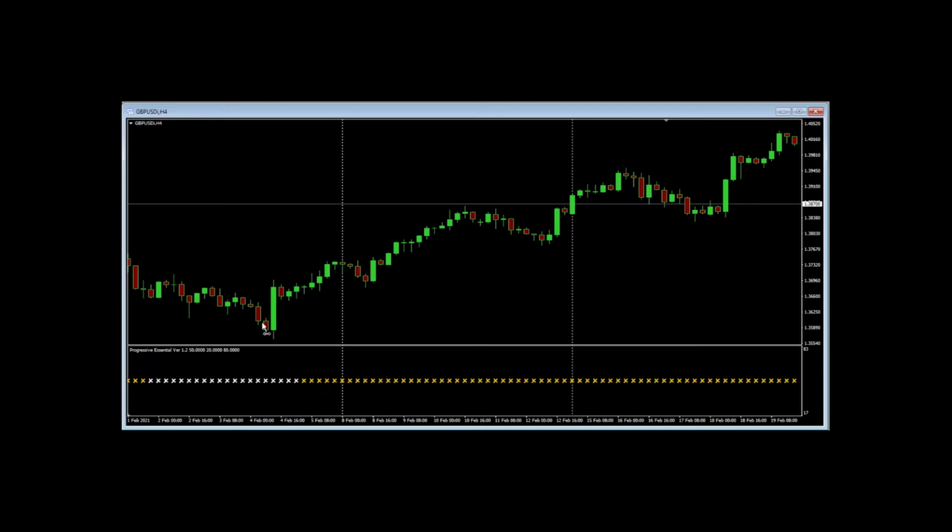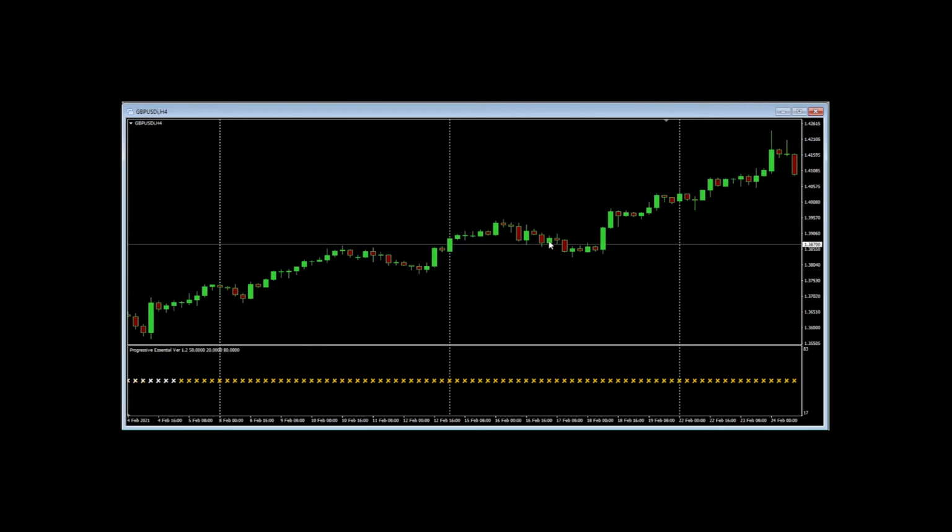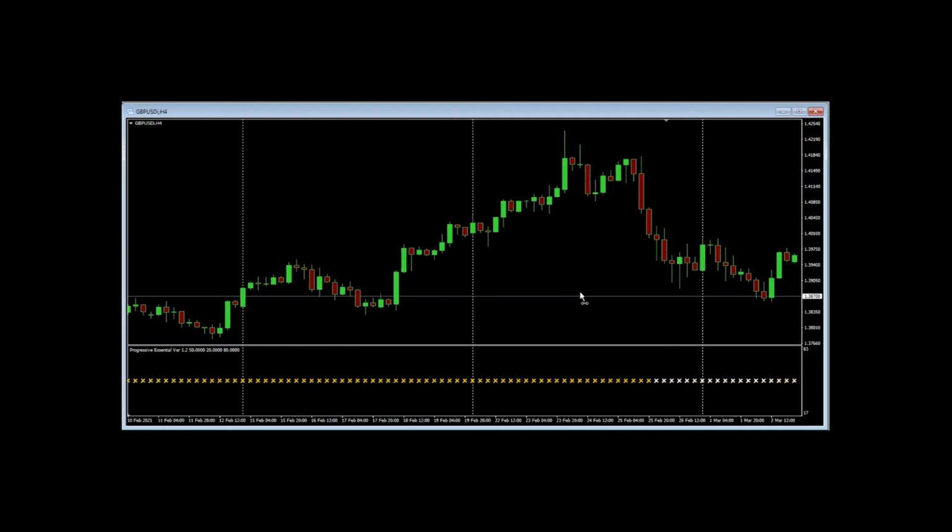Just count 3 markers of the same color, then make the trade. So let's try some examples. 1, 2, 3. That's 110 pips. 1, 2, 3. Wow. You can exit your trade anytime here. That's about a 550 pip move.